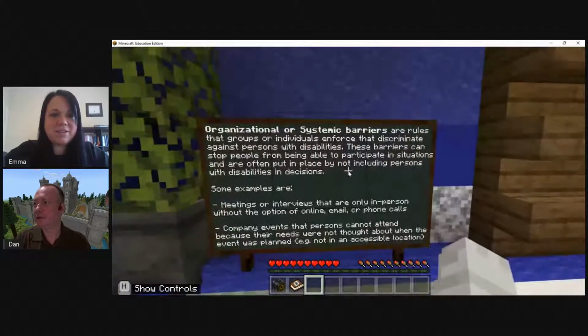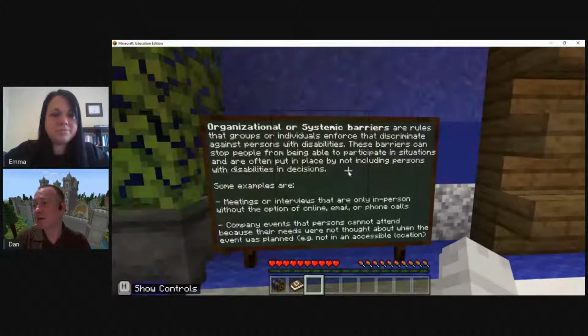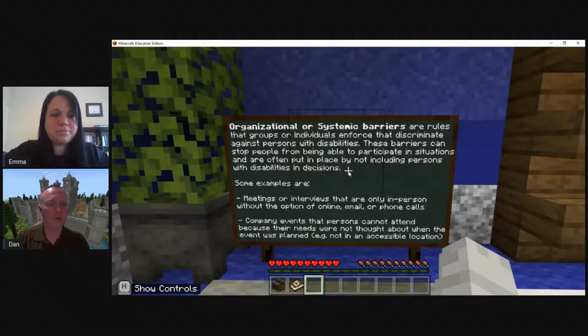So organizational and systemic barriers are rules that groups or individuals enforce that discriminate against persons with disabilities. These barriers can stop people from being able to participate in situations. Like we were talking before, particularly during this pandemic, we've had a lot of virtual meetings, which have been very, very accessible. But coming out of it, there are some times where people are requiring us to come back to in-person meetings.